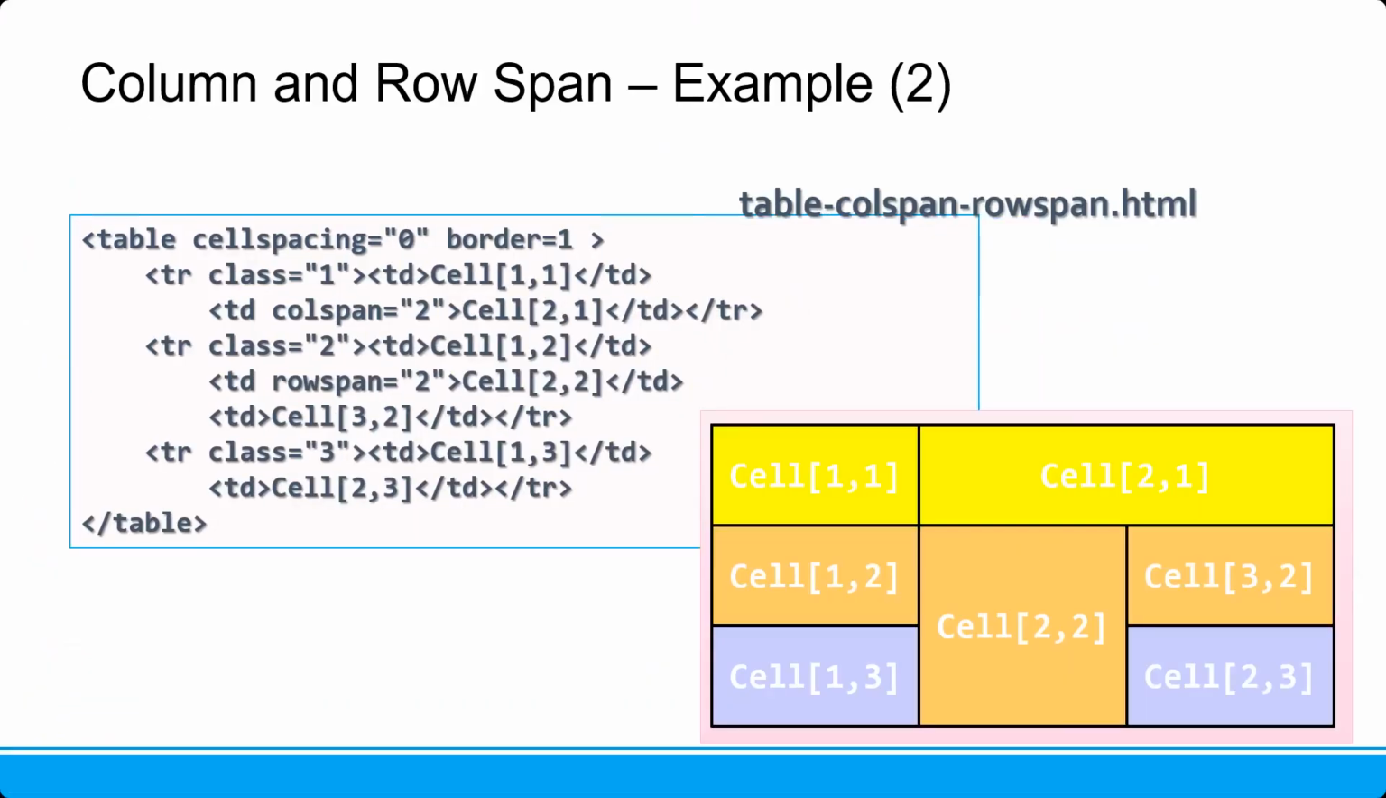Okay, so this is to clearly show with the color. You can see how the cell is merged. The first cell is merged into columns and this is merged in the row wise.